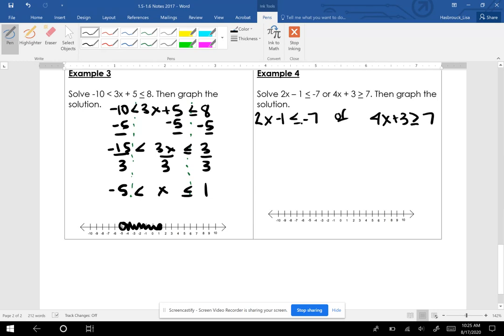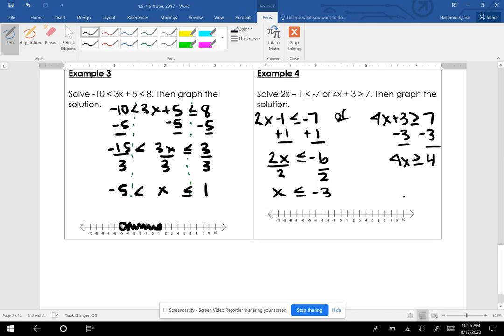I'm going to solve the left one first. I'm going to add 1 to each side. I get 2x is less than or equal to negative 6, and then I'm going to divide by 2. X is less than or equal to negative 3. Now I'm going to solve the next one. I'm going to subtract 3 from each side. 4x is greater than or equal to 4. Divide by 4. X is greater than or equal to 1.